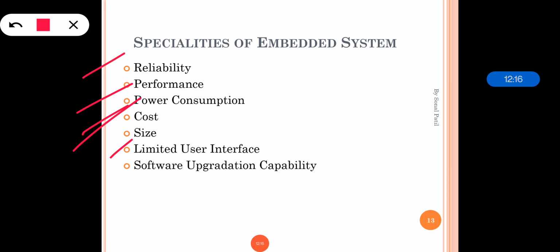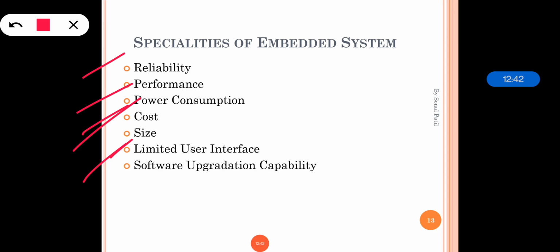Size is a very important factor for embedded systems. Generally we don't like things which are very bulky, so size and weight are very important parameters. Generally they are very compact, that is the speciality of embedded systems. Limited user interface: unlike the desktop, which has full-fledged input output devices, embedded systems do not have sophisticated interfaces, so they have limited user interfaces.